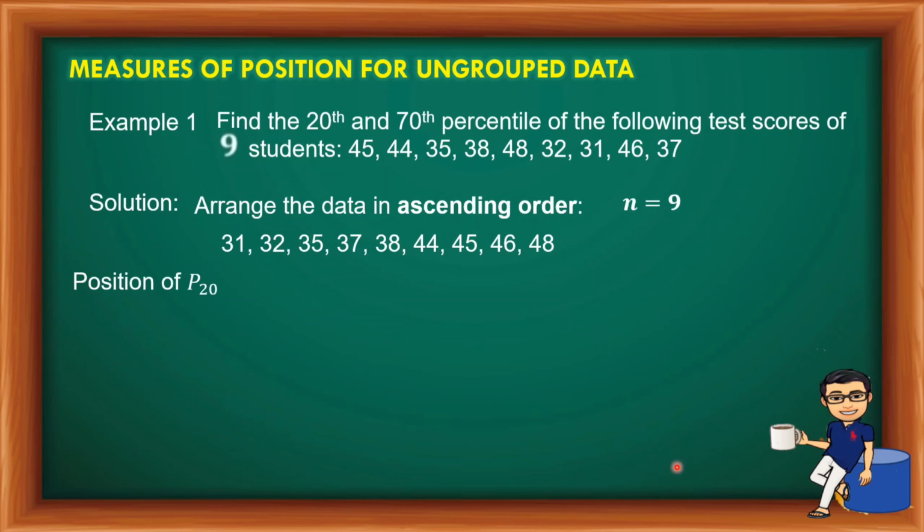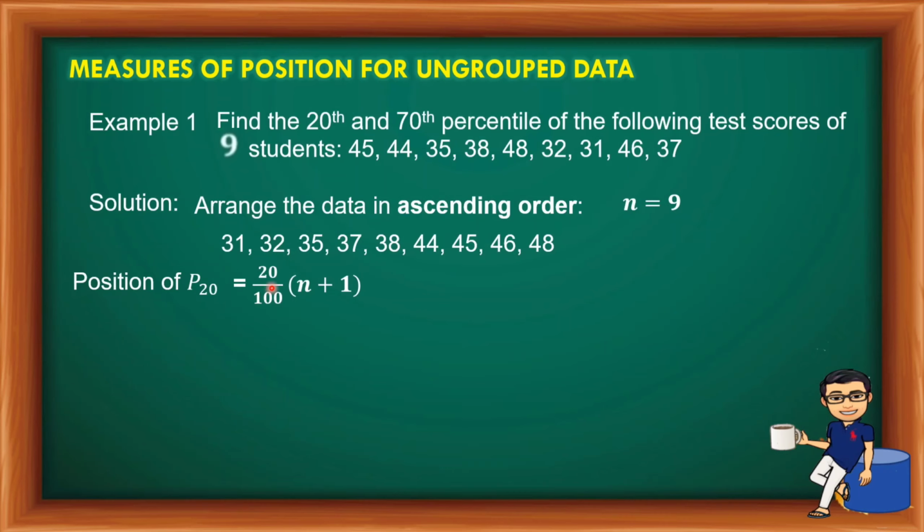Okay, then the next thing that we will be working on is to determine n. So, ang n, yung bilang ng data na ibinigay natin, 1, 2, 3, 4, 5, 6, 7, 8, 9. Okay, so first thing that we need to work on is to determine the position of the percentile 20 since hinahanap natin yon. Dahil 20 yan, syempre ang gagamitin natin yung 20 over 100 times n plus 1.